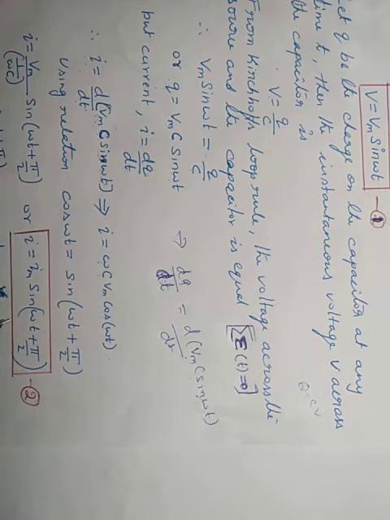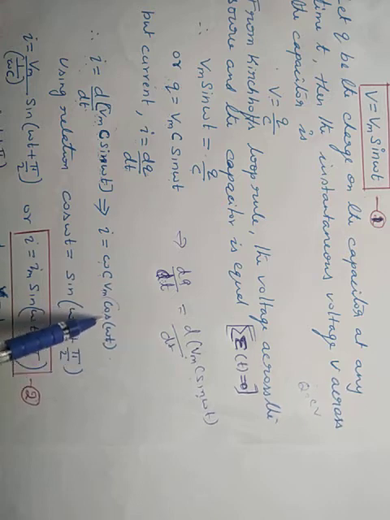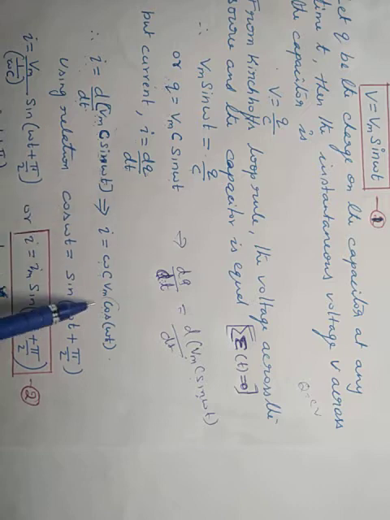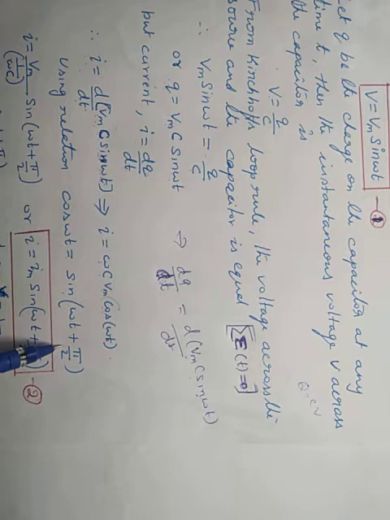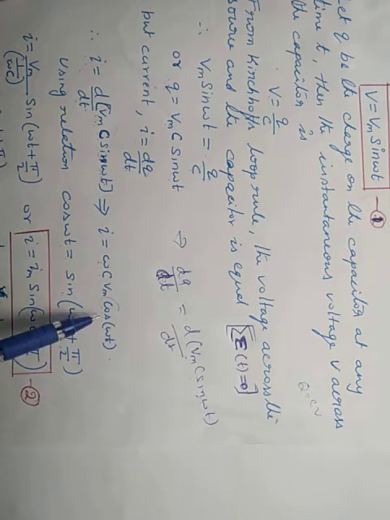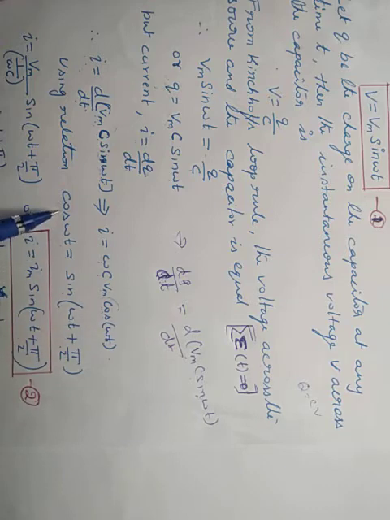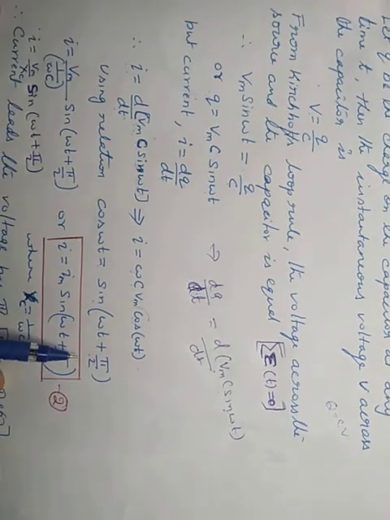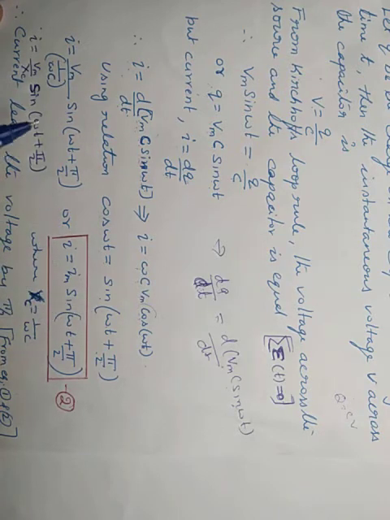Now, you can replace cos omega t in terms of sine using a trigonometric identity. So, cos omega t equal to sin of omega t plus pi by 2. You have to remember this one. Like this you can write the cosine function in terms of sine.